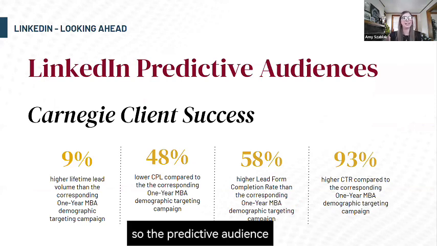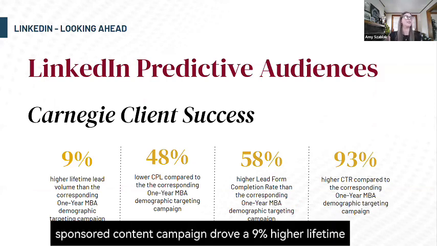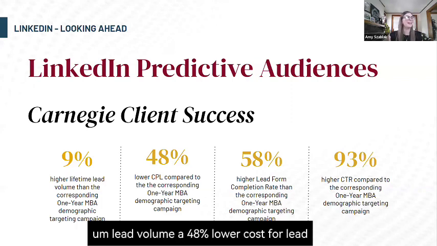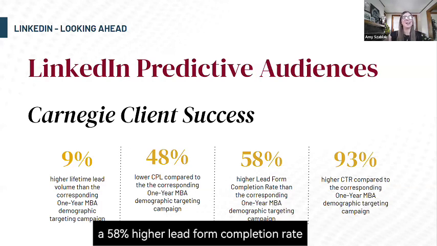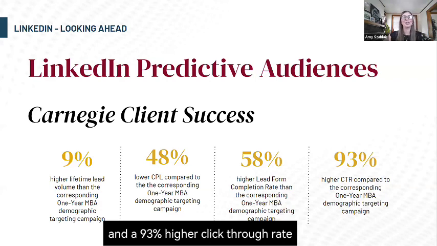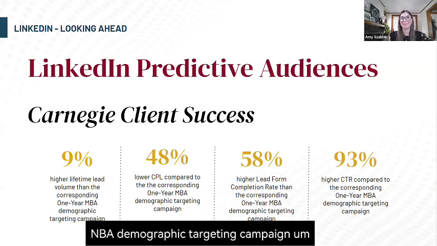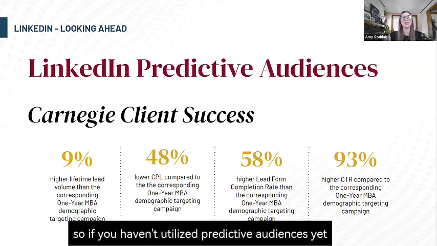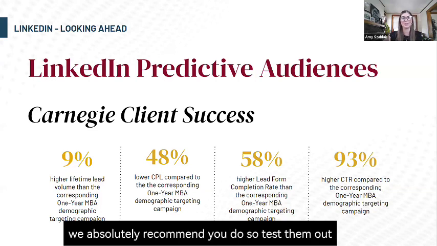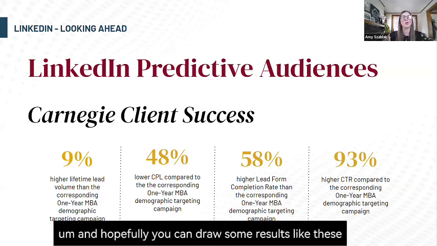So the predictive audience sponsored content campaign drove a 9% higher lifetime lead volume, a 48% lower cost per lead, a 58% higher lead form completion rate, and a 93% higher click-through rate to the corresponding one-year MBA demographic targeting campaign. So if you haven't utilized predictive audiences yet, we absolutely recommend you do so, test them out, and hopefully you can drive some results like these.